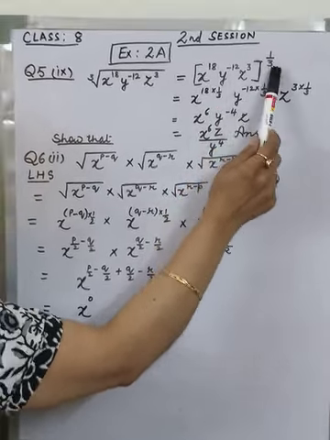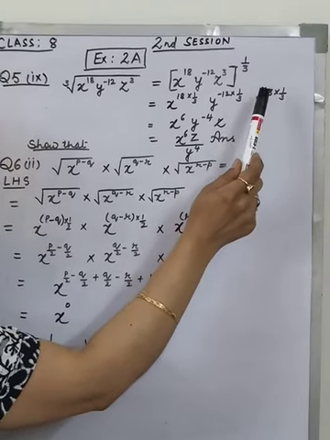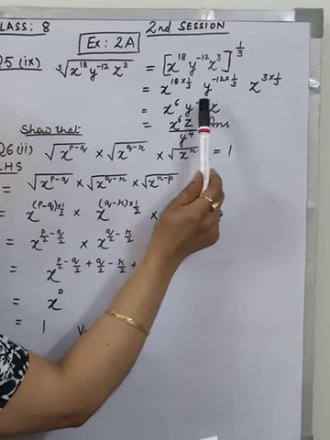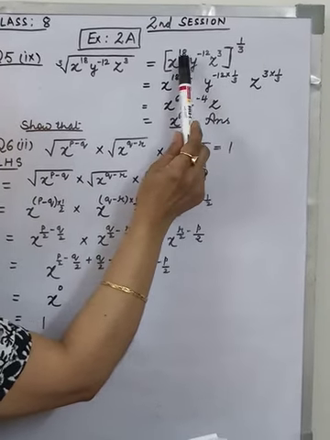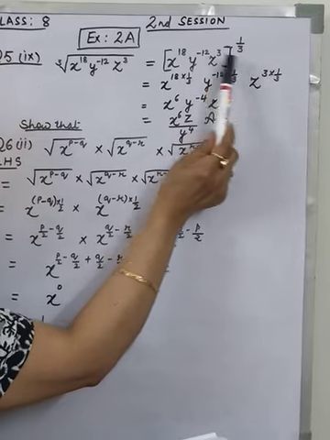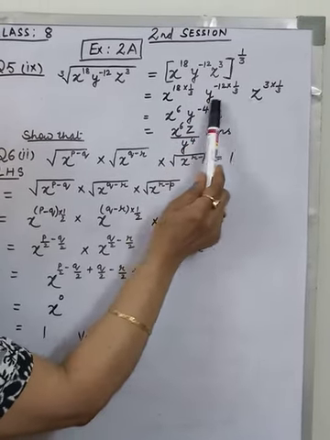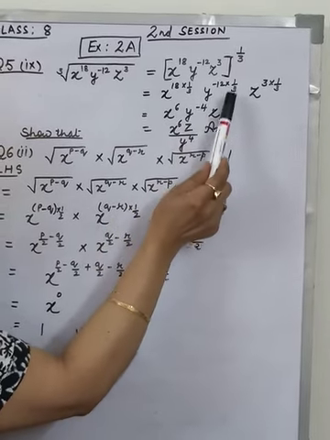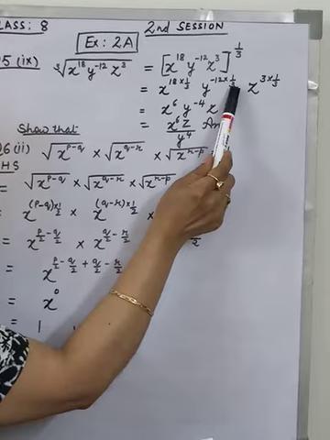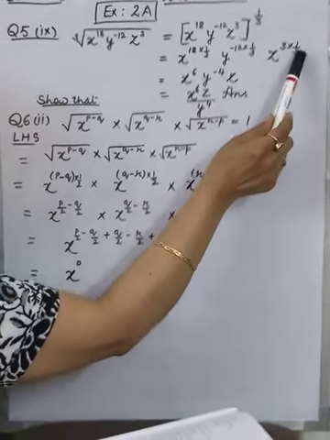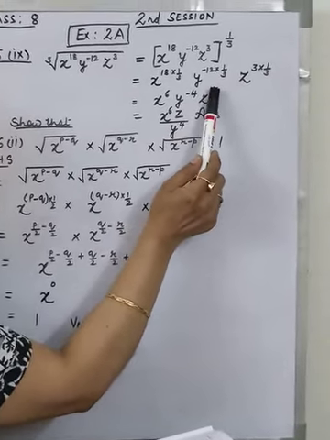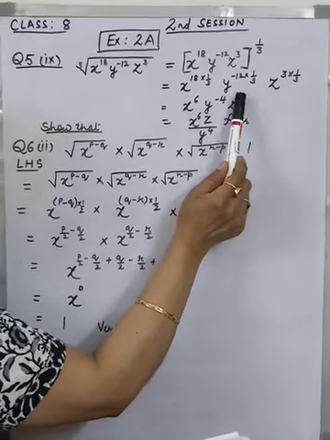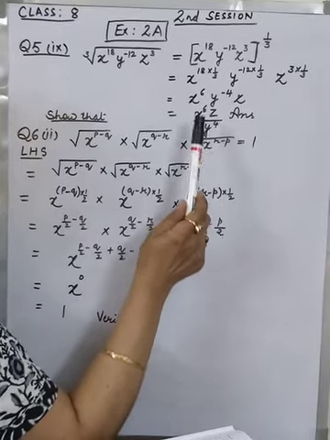Now we have power on power. We apply the law of power on power. When powers get multiplied, we multiply 1 by 3 with 18, 1 by 3 with minus 12 and 1 by 3 with 3, this way. Now 18 and 3 get cancelled, we get 6, minus 12 gets cancelled by 3, we get minus 4, and 3 gets cancelled with 3, we get z to the power 1. Power 1 is not written, if nothing is written, then it is power 1. So we get the answer this way.